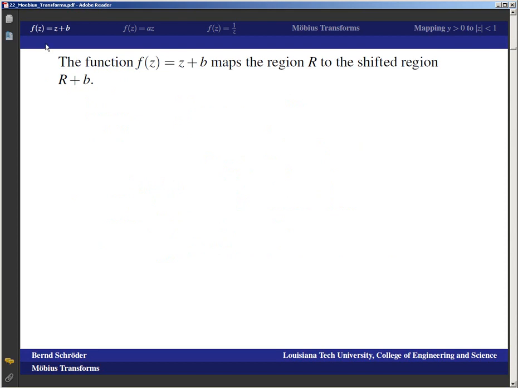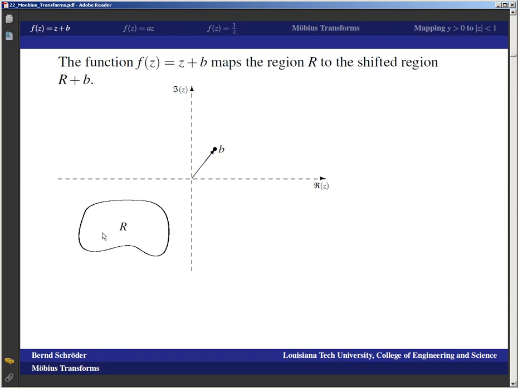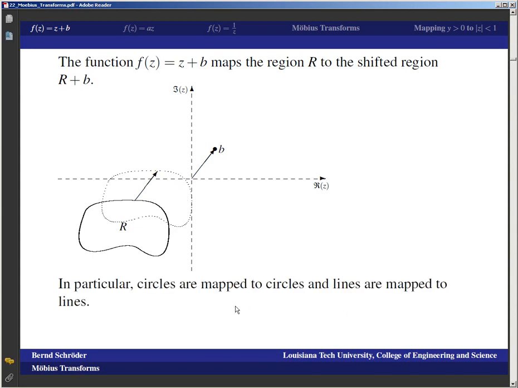Okay, so let's take a look at the function f of z equals z plus b. Well, that function takes a region and shifts it by b, right? That's all it does. A point is of course always to be identified with its position vector. If we have a region R here, all we do is attach this position vector and shift the whole region by that vector to get the image region there. In particular, that means that circles are mapped to circles and lines are mapped to lines, because those things are what is called translation invariant under a translation by a vector b or by a point b.